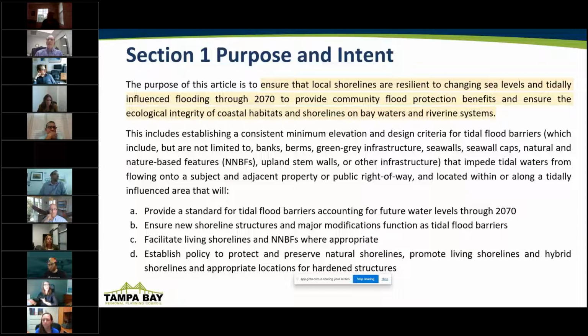And so the idea was to really help people see the coastal component as an integrated piece and really looking at the future, 2070. It's not just about building for today's risks and issues, which I don't even think we can when you factor in the enormous aspects of hurricane and surge as we go forward, but to really look at establishing ways to protect and preserve the natural shorelines, promoting living shorelines and hybrid ones, and defining the appropriate locations for hardened structures.